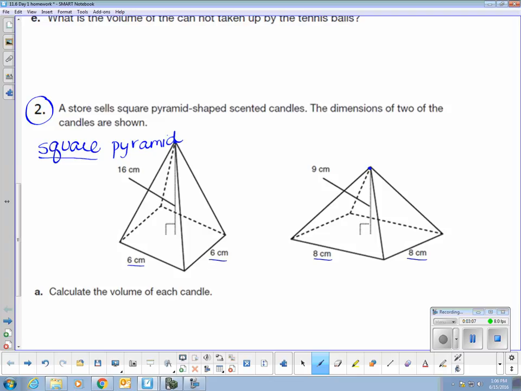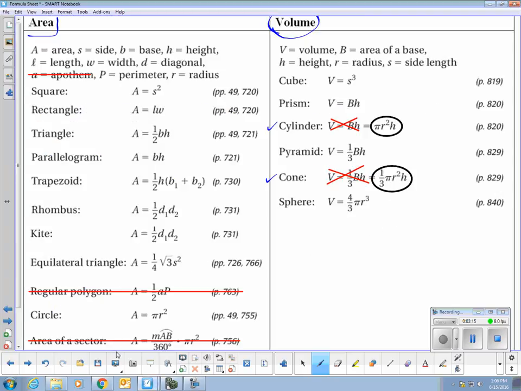So I'm going to look at my formula sheet to find the volume of a pyramid. So here's my formula for the volume. 1/3 capital B. Capital B represents the area of the entire base times h, the height. The area of the whole base times the height.